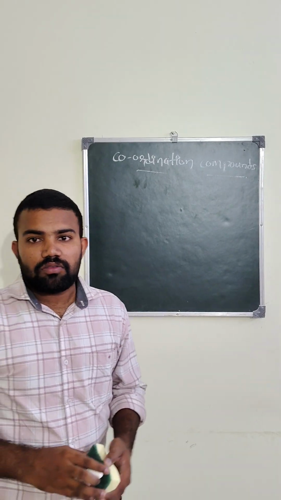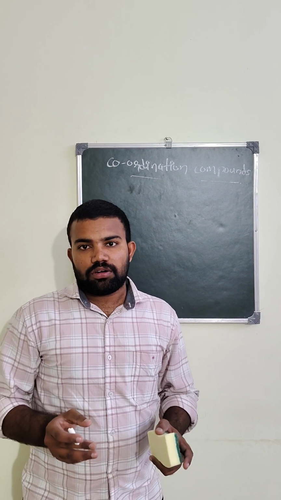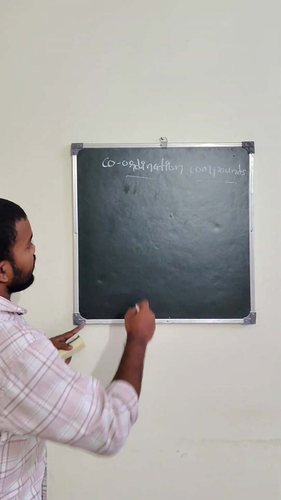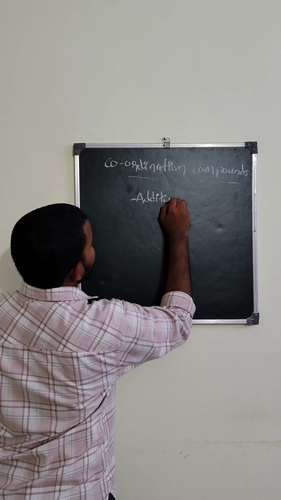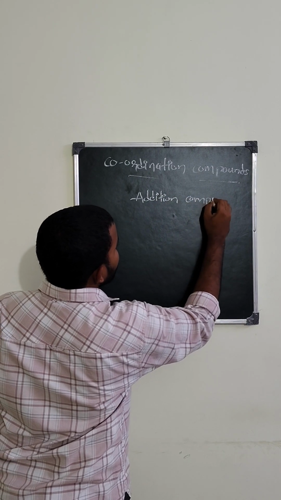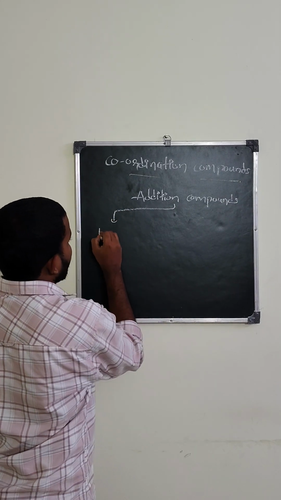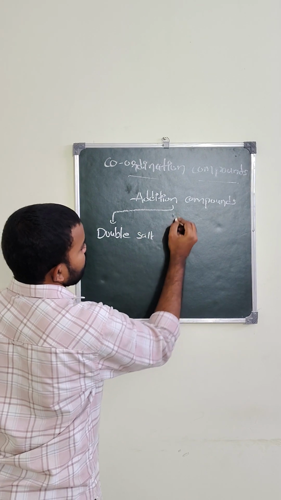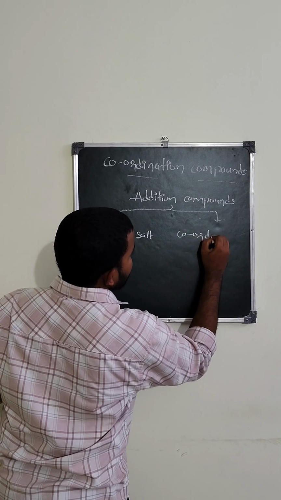Coordination compounds. Before this, I would like to explain what addition compounds are. When two simple compounds add during crystallization, we get a crystal compound that is called an addition compound. Addition compounds are subdivided into two types. First one is double salt, and second one is coordination compound.